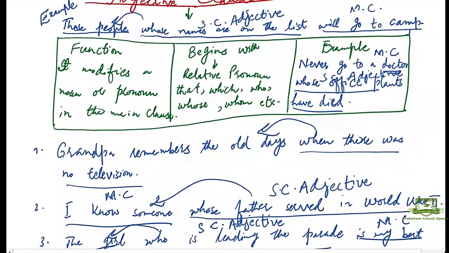Now look at this example again. Never go to a doctor. Never go to a doctor is the main clause, whose office plants have died. Now which doctor you should not go? Whose office plants have died. It describes the doctor. The noun in the main clause, doctor. It is modifying the noun in the main clause, a doctor.